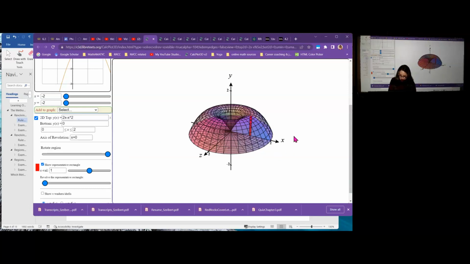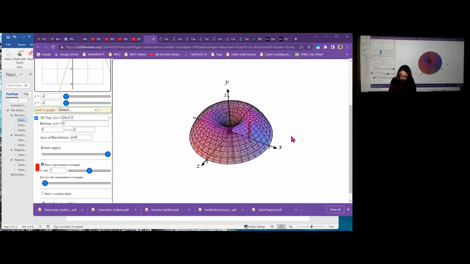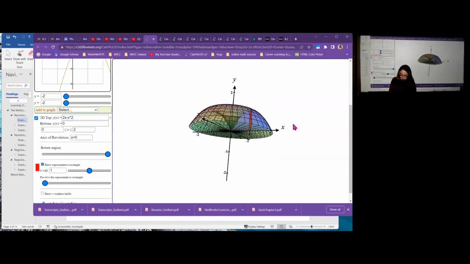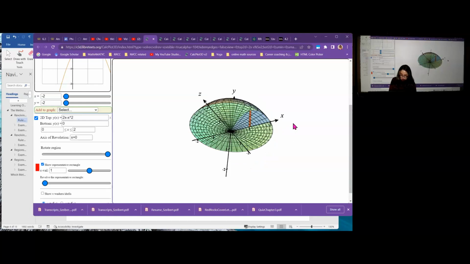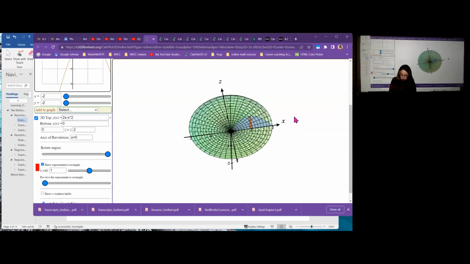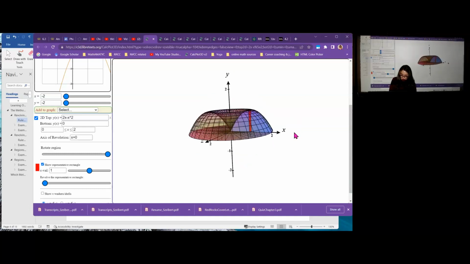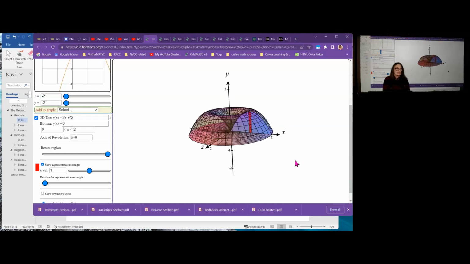Let's go ahead and tilt this one down so we can see that it's not hollow on the inside. The bottom of it, of course, is flat and circular because we are rotating from 0 to 2 on the x-axis, and the curve touches the x-axis all the way across.